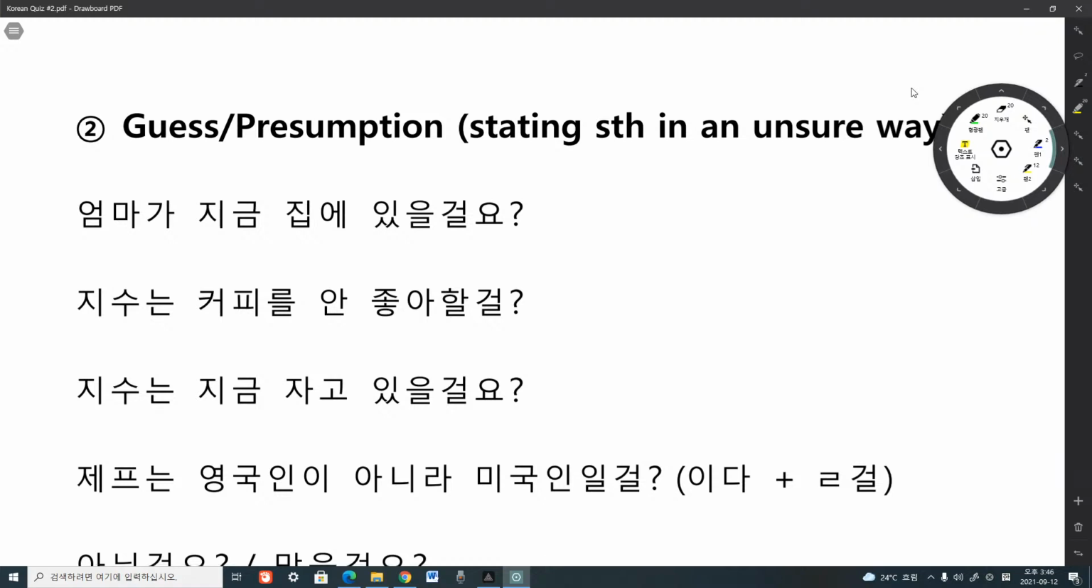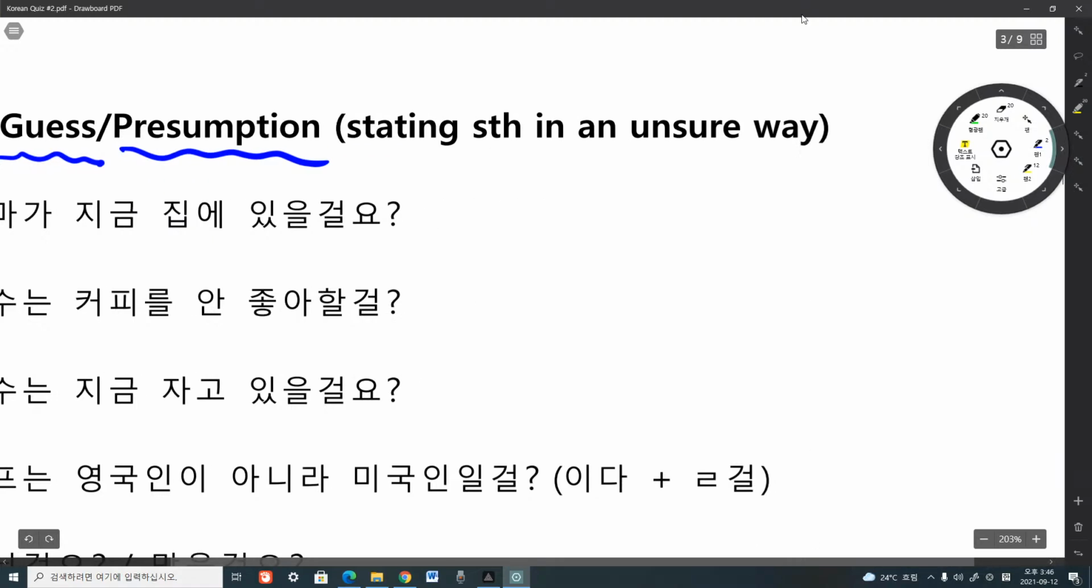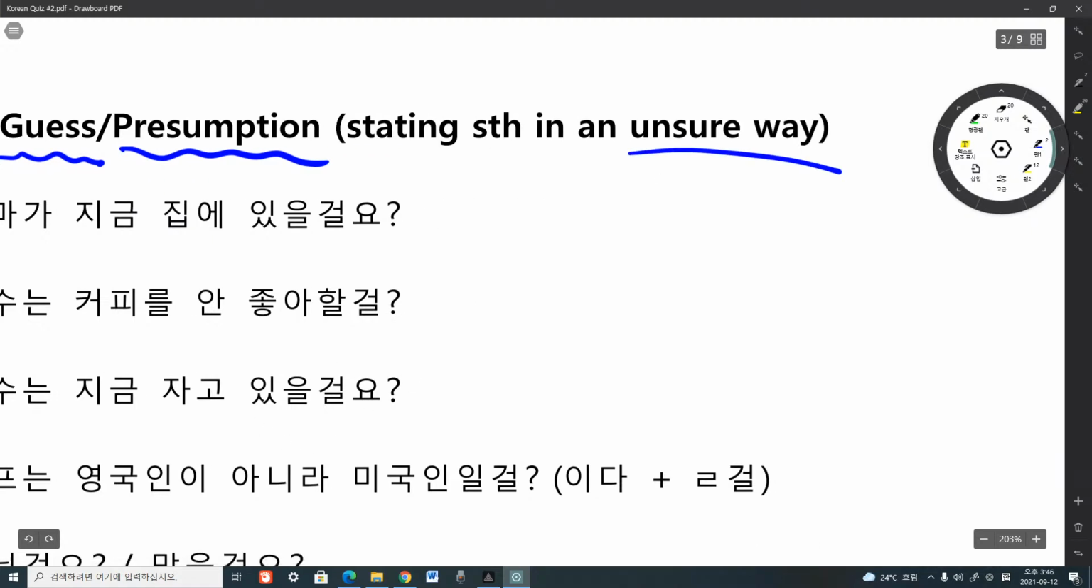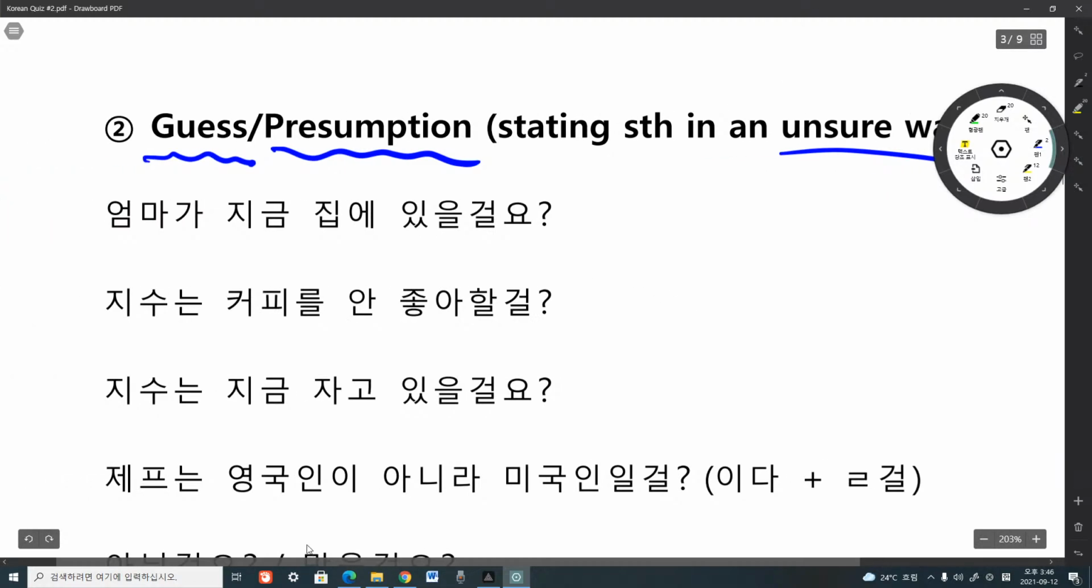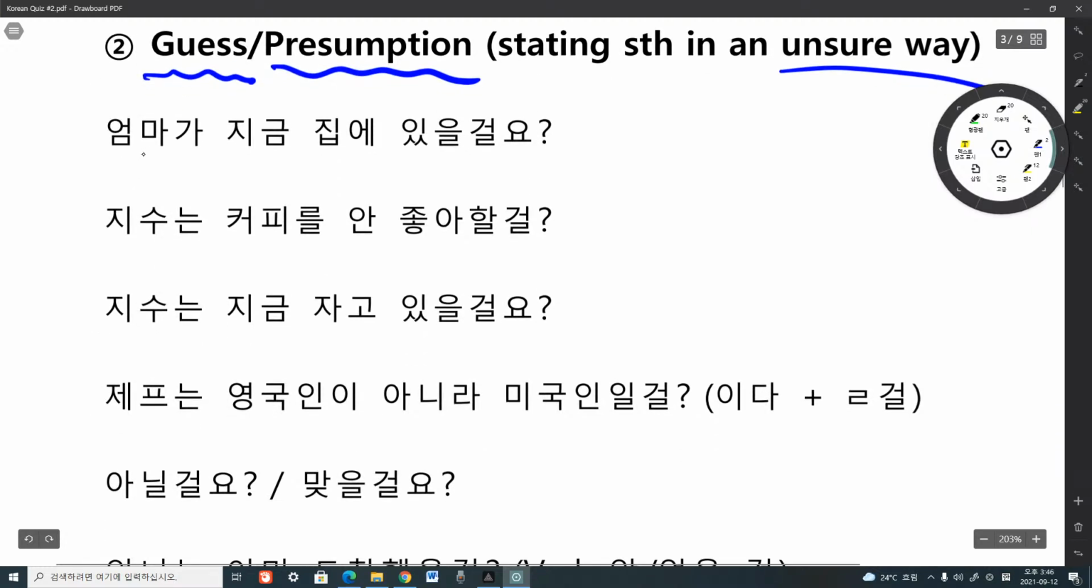So 걸 ending can also mean when you are guessing something or making a presumption. So when you're stating something in an unsure way, so you're not 100% sure if that's the case, but it might probably be the case, or I'm assuming that might be the case. 할 걸. So if you say 엄마가 지금 집에 있을걸요.